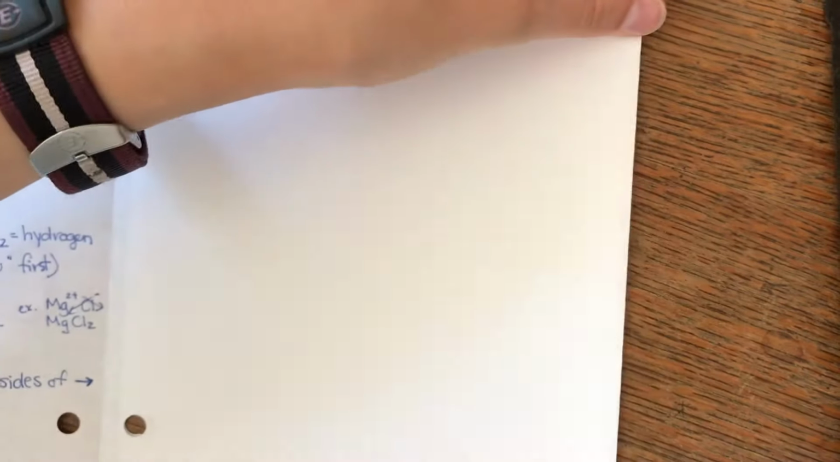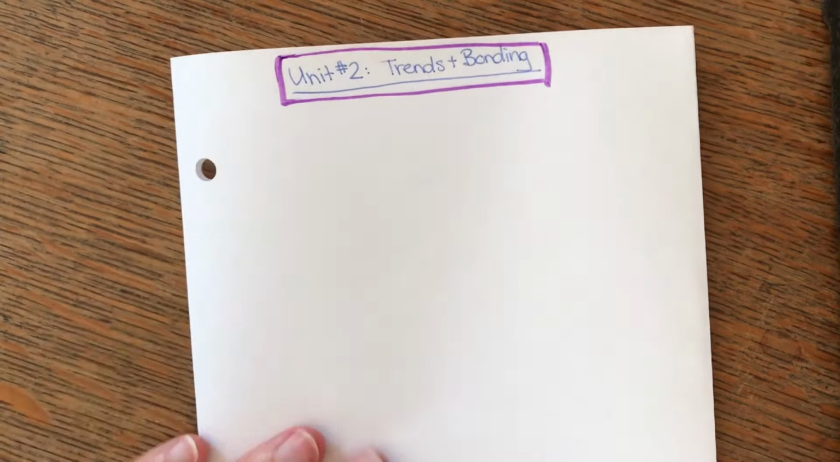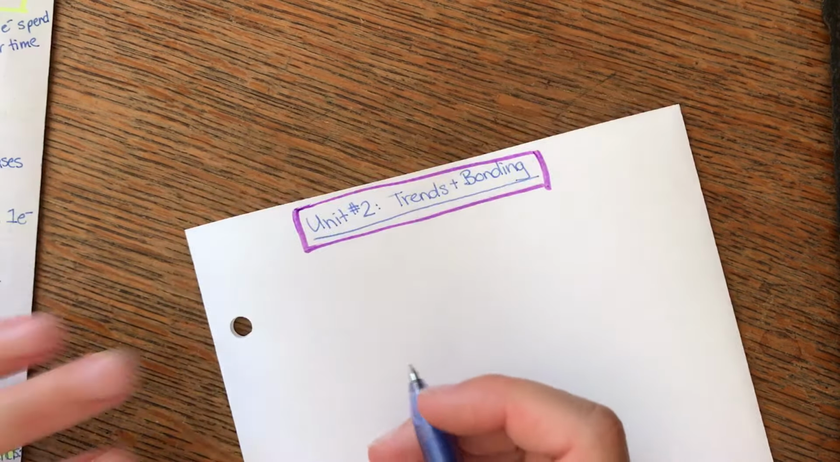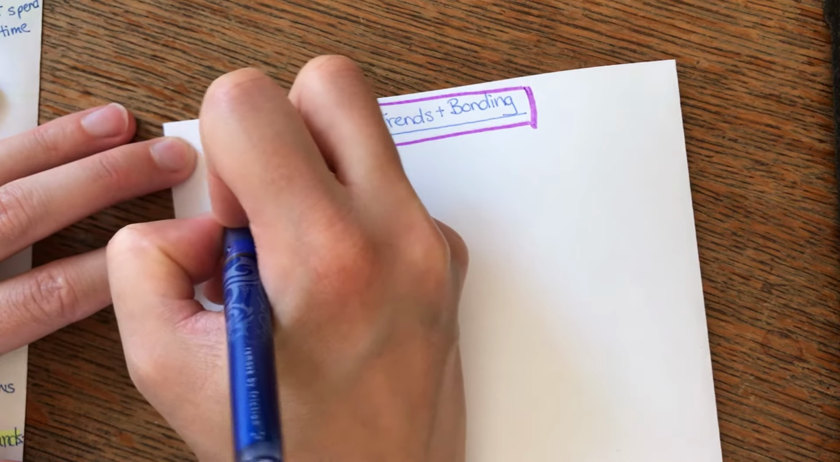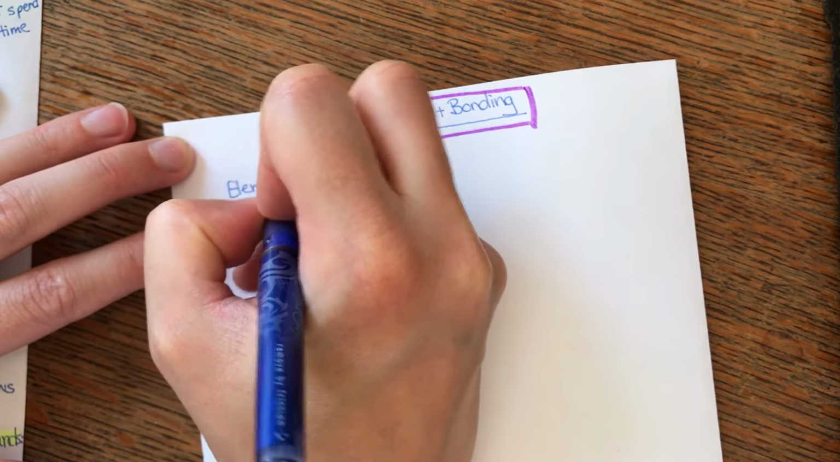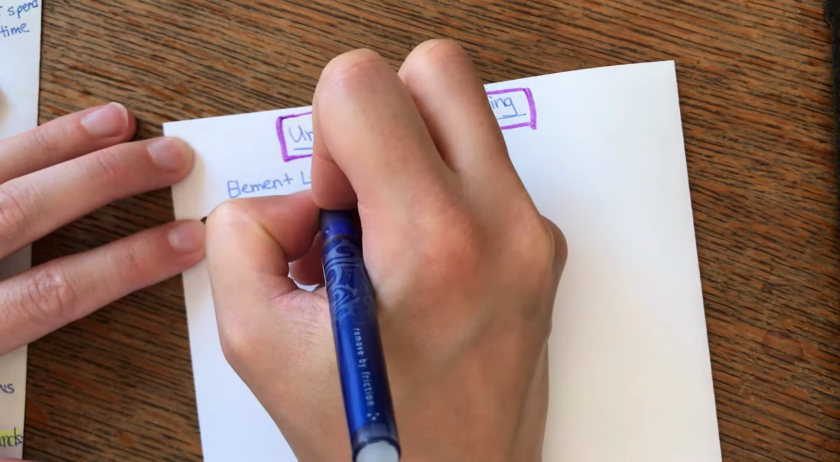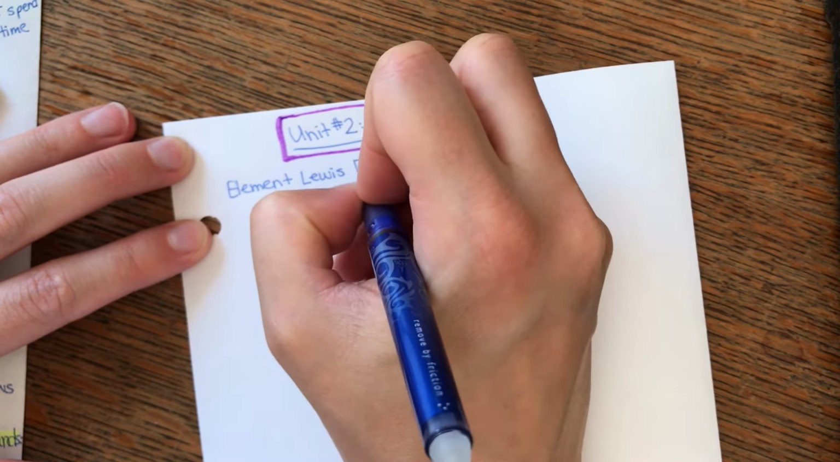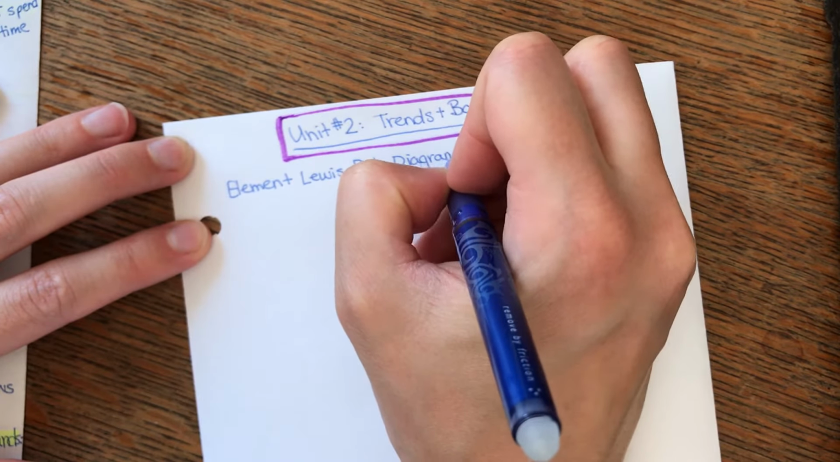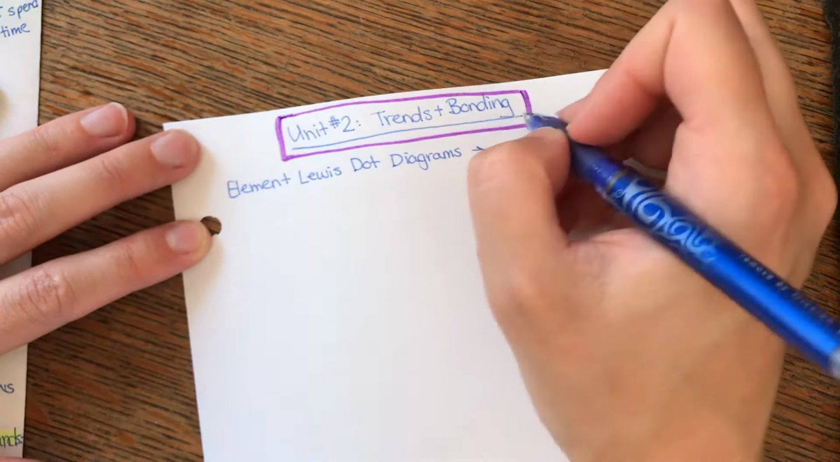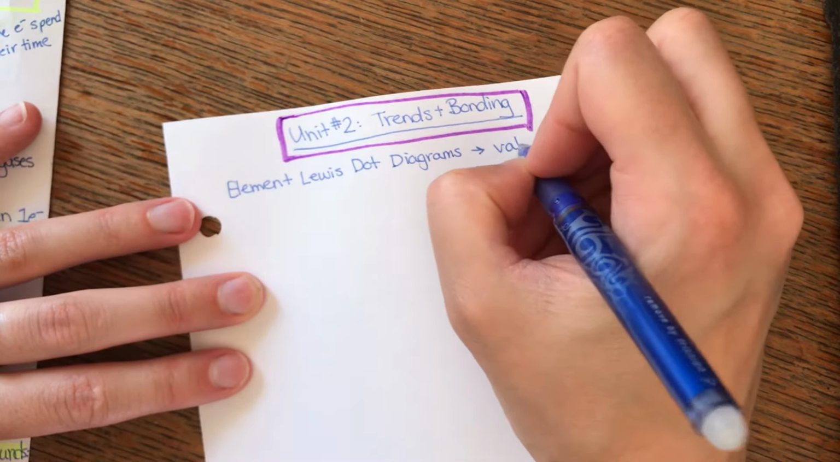So for unit number 2, we're going to start by reviewing Lewis dot diagrams. So we'll have some element. Lewis dot diagrams, which show the valence electrons only.